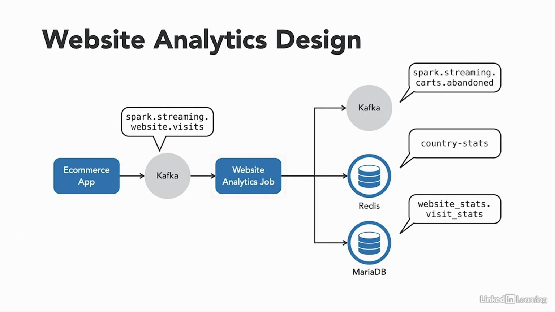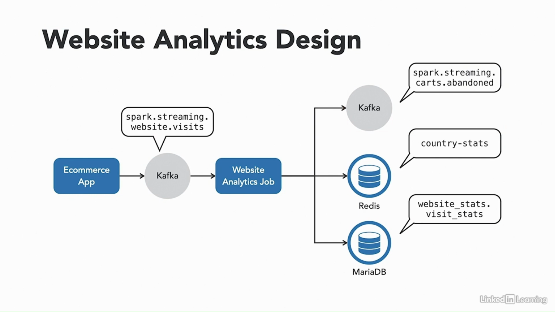An Apache Spark job called Website Analytics runs and consumes the visit records in real time from the Kafka queue. On the data that is received, it will execute multiple actions. First, it computes 5-second summaries and inserts them into a MariaDB database called Website Stats. A table called Visit Stats is used to capture that information. Next, it maintains a running counter of the total duration by country using a Redis sorted set. Finally, it filters those visits which ended in the shopping cart and publishes them to the spark.streaming.carts.abandoned topic. This solution is natively scalable.